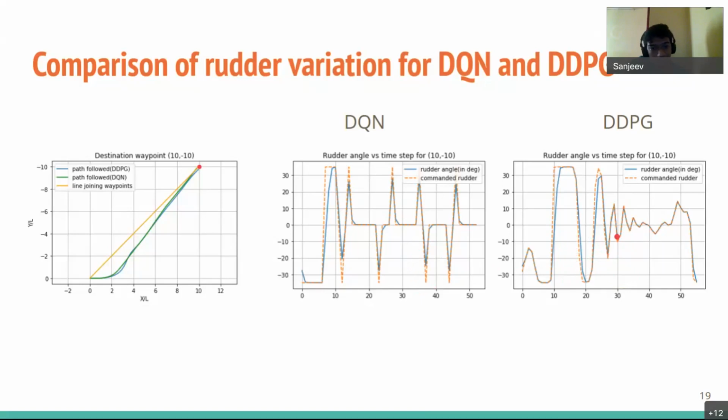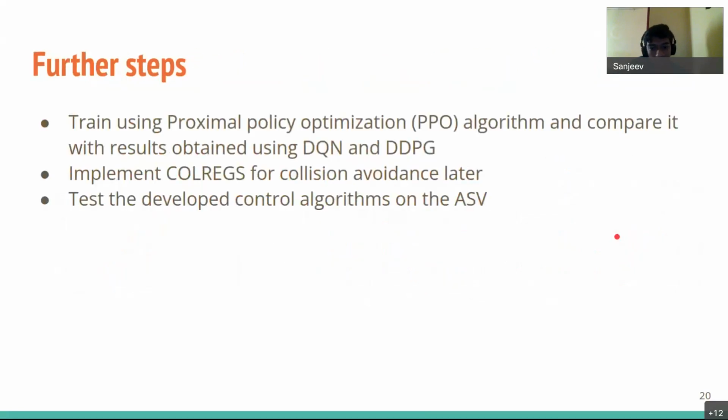Yeah, that is the end of the presentation. Next, we would want to try this other algorithm called proximal policy optimization. This is called an on policy algorithm, and DQN and DDPG are both called off policy algorithms.